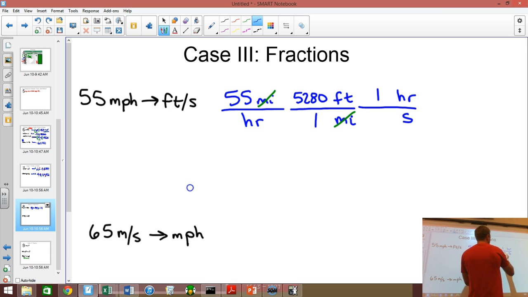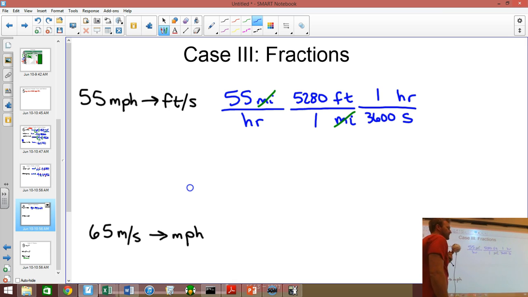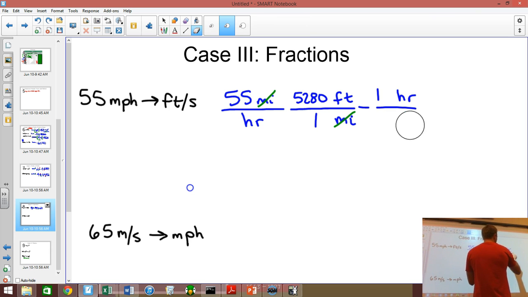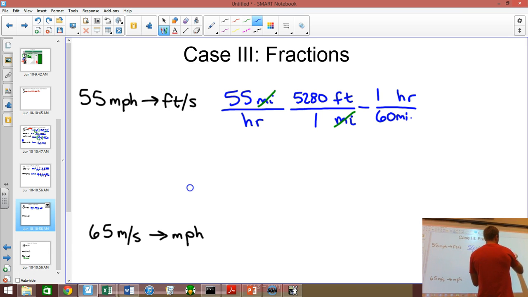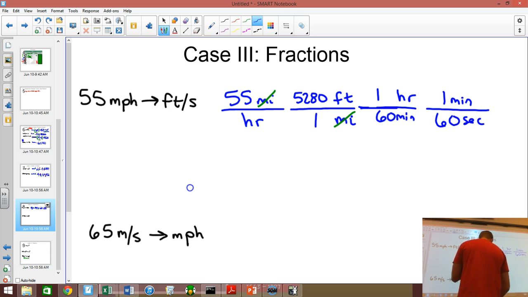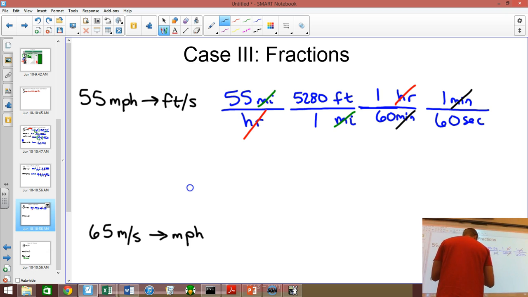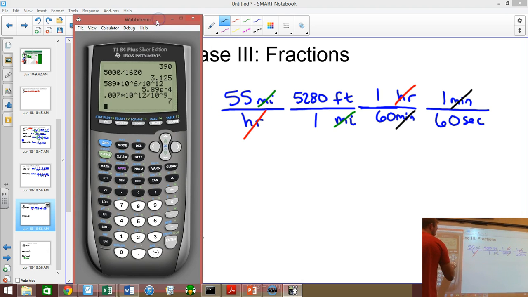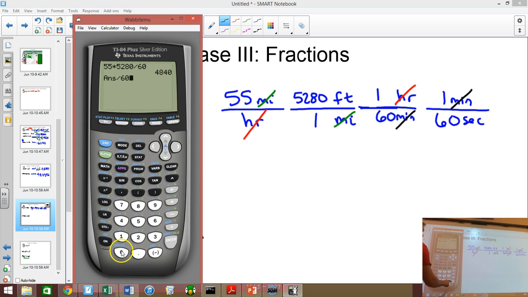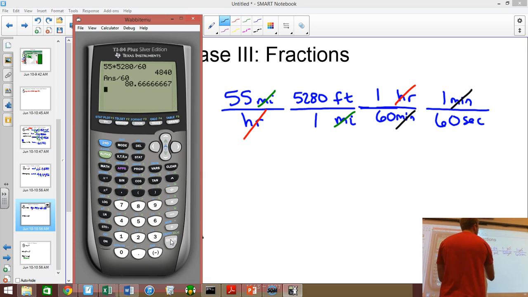You might think in 1 hour there's actually 3,600 seconds. Or if you're not comfortable doing that, you could do another step. You could say 1 hour is equal to 60 minutes. And then 1 minute equals 60 seconds. So then the hours cancel, and then the minutes cancel. I color code these just so you can see what they're canceling with. So you multiply by everything on the top, 55 times 5,280, and then we're going to divide it by 60, and then divide it by 60. So it's 81 feet per second.